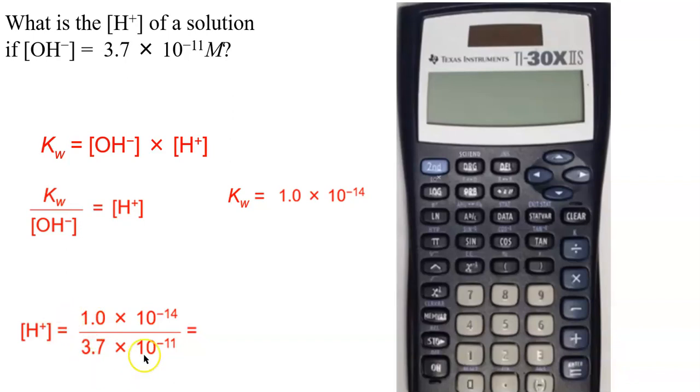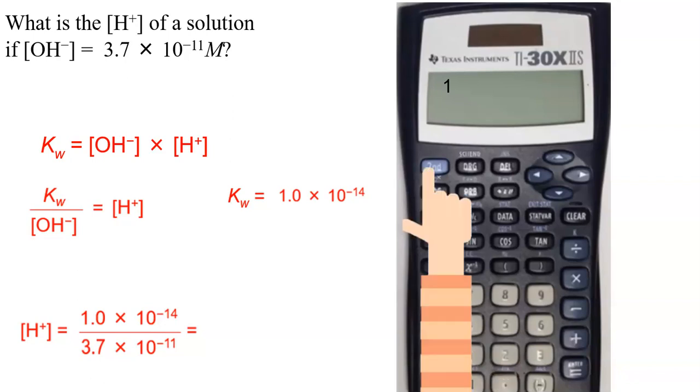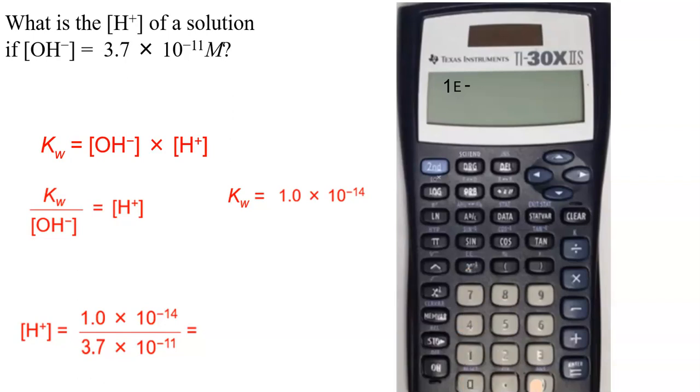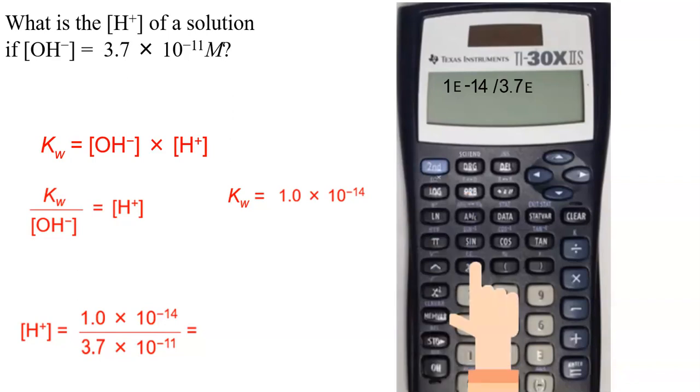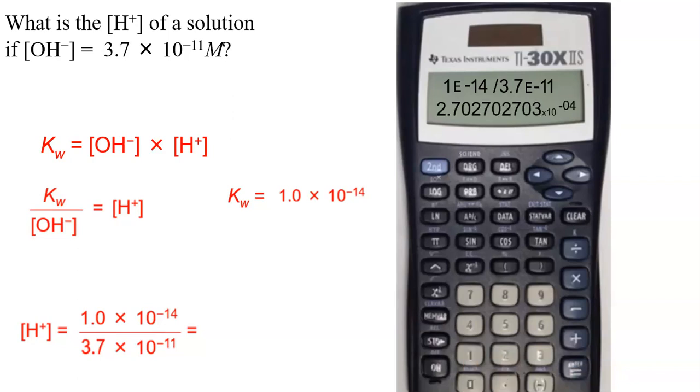So this might be a little bit of a challenge to enter into the calculator if you're not familiar with it, and we can just do it like this. We say 1, and we don't have to say the 0.0 part, but 1 second function, double E, negative 14, and then divided by 3.7, second function, double E, and then add in the negative 11. And then we just hit equal button, and we get our answer of 2.7 times 10 to the negative 4th.